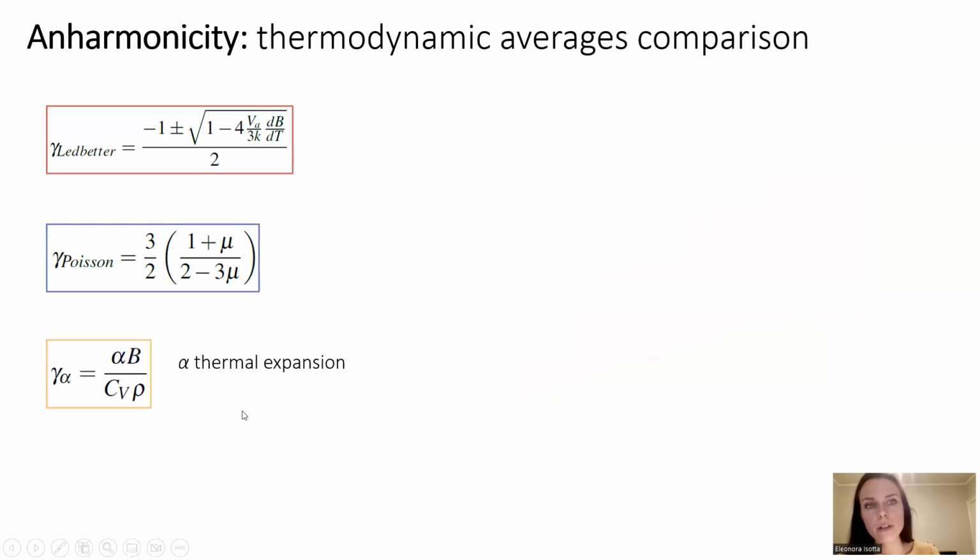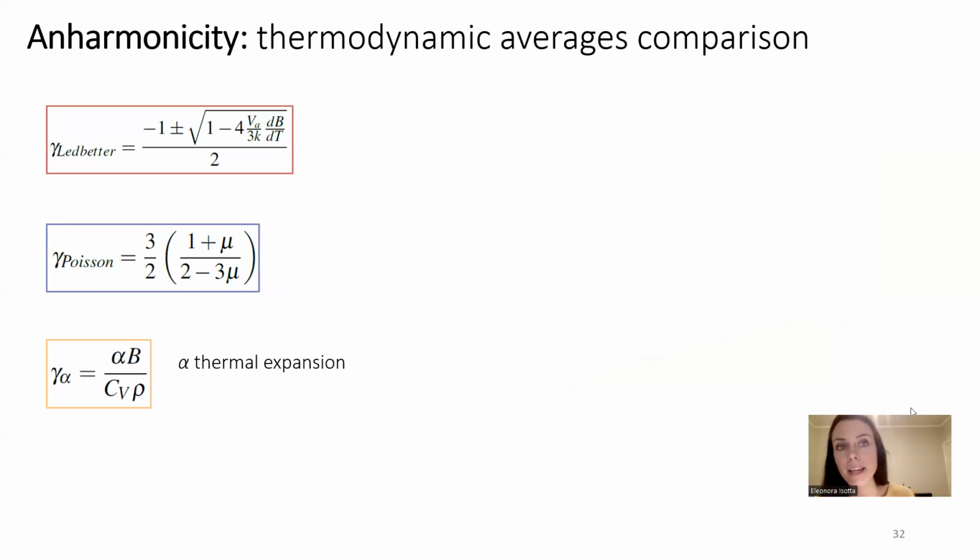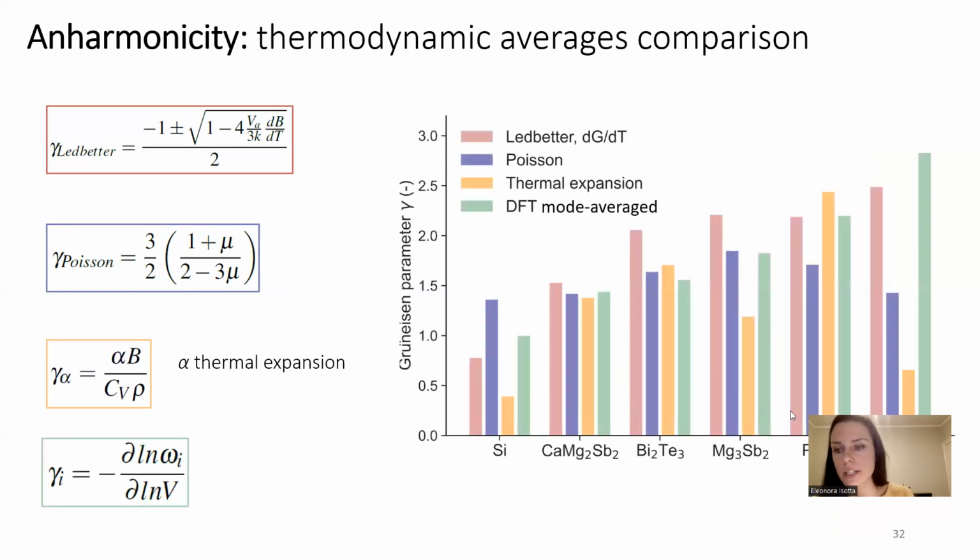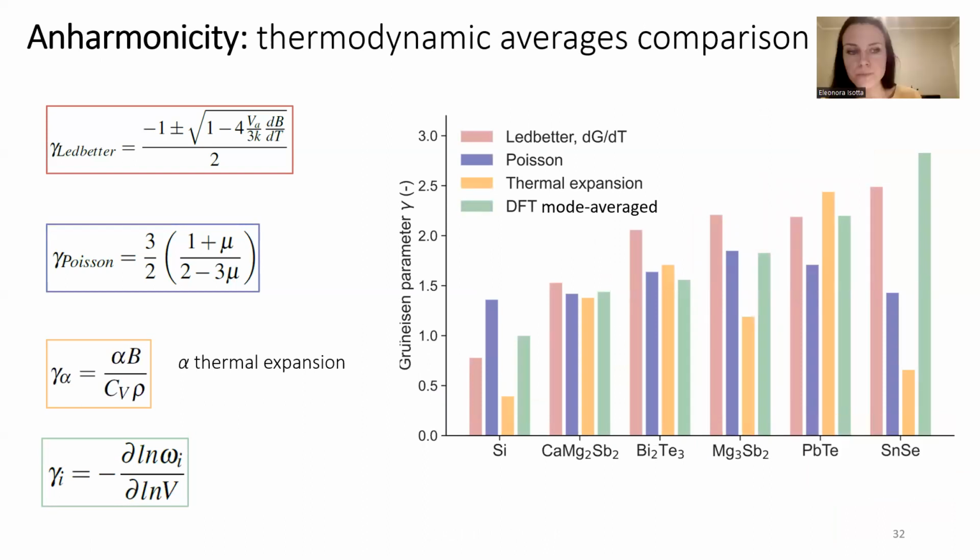A third method that is pretty common actually, to have a thermodynamic estimate of the Grüneisen parameter, is through the thermal expansion. And this method as well takes into account an elastic modulus, in particular the bulk modulus. So in this plot here, we have compared the Grüneisen parameter that we would obtain from these three thermodynamic averages and from DFT calculations for some very relevant compounds.